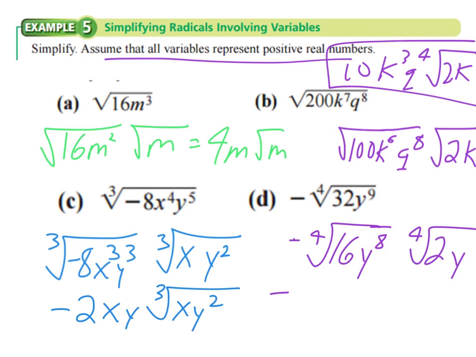The negative would come down as well. So fourth root of 16 is 2. And again, really we're dividing the 8 by 4. We get y squared. And then the fourth root of 2y. And so that's how that one simplifies.